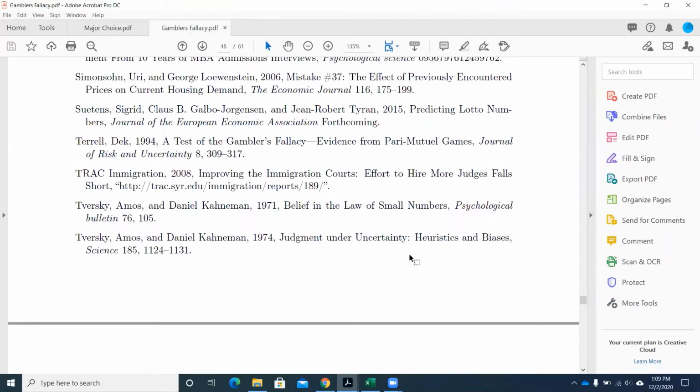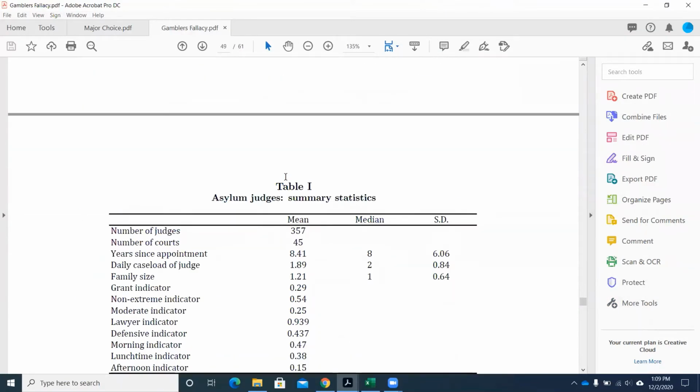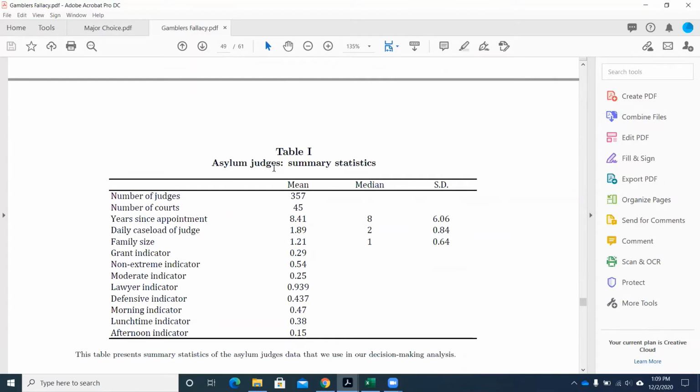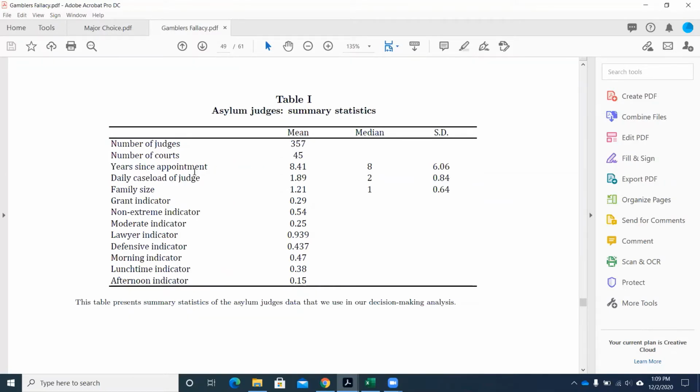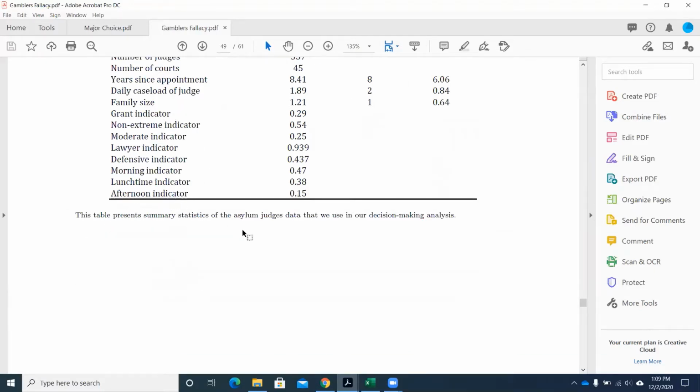So here's the first example. They're looking at whether or not these judges were granting asylum. They had different controls, things like the daily caseload, maybe to control for mental exhaustion, the family size of the individual they were deciding whether or not to grant asylum to, the years since the judge had been appointed, so kind of his experience, what time of day it was, all these different control variables.